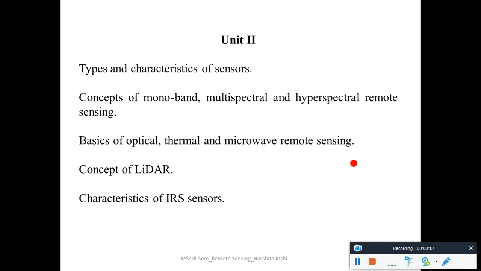So we have already studied unit 1, we've completed it. We are in unit 2. We have studied types and characteristics of the sensors. Let us now understand the concepts of monoband, multispectral and hyperspectral remote sensing.